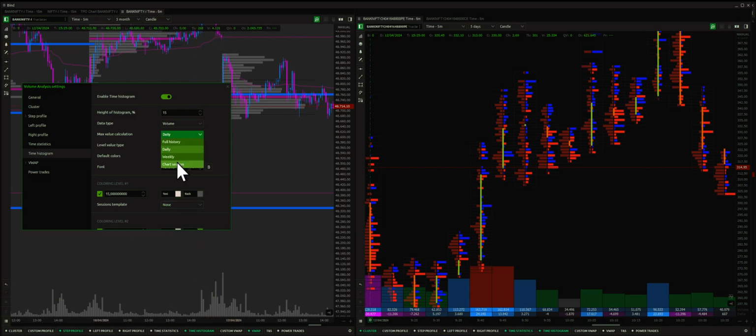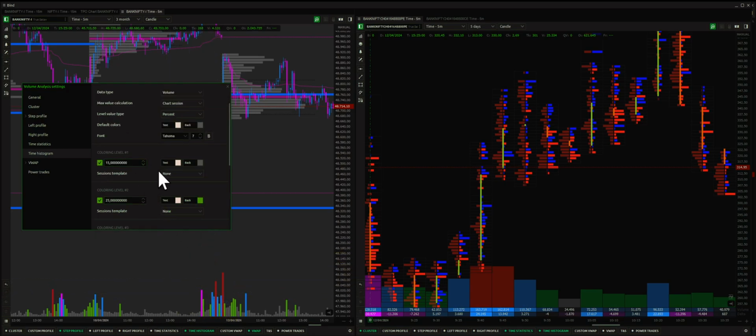So I have set it to chart session, for every chart session, and I have the level value type as absolute and percentage. You can go ahead and select absolute as well. When you select absolute, remember you will have to enter the exact values. For example, if these are 5,000 contracts or so on, you will have to enter that value here.